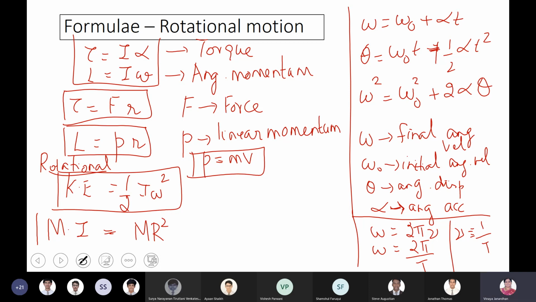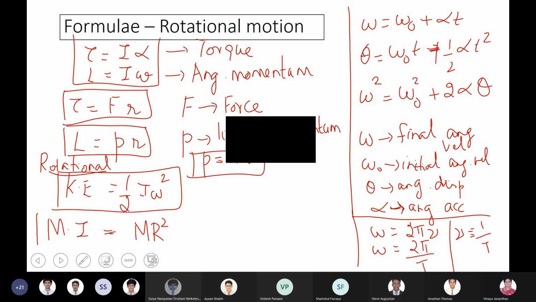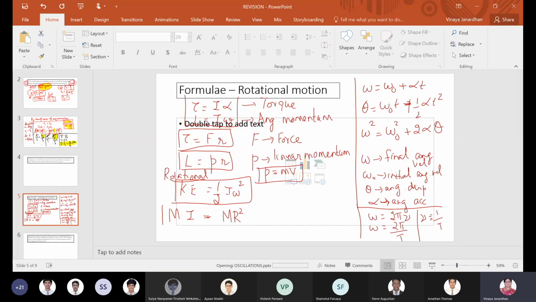So I'll just put this in the chat box. When we are solving the numerical, you just check. What's MI? Moment of inertia. Because I'm putting all the formulas in your chat box. We'll start with the numerical.